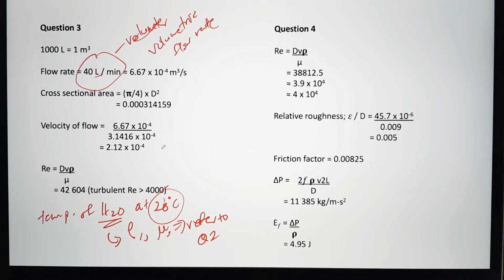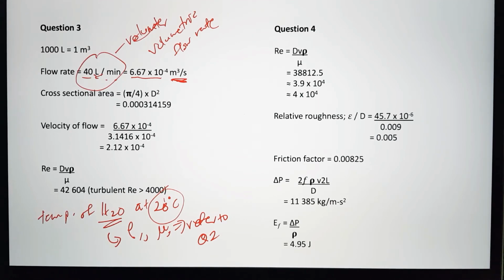So calculate whether the flow is turbulent or streamline, and it has been given to you that 1 meter cubed is equivalent to 1000 liter. So what you need to do is convert this volumetric flow rate from 40 liter per minute to meter cubed per second. After you have calculated, you should get the flow rate of the water as 6.67 times 10 to the power of -4.